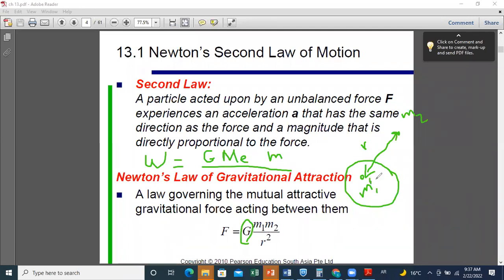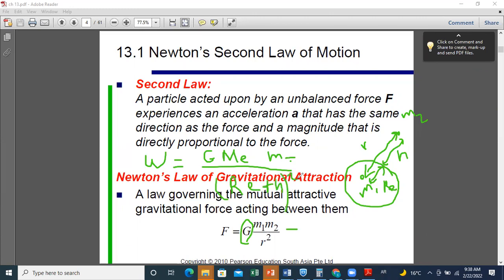So if this is the radius of the Earth and this is the height of the particle, then we can say that the force F, the weight, is equal to G me m over the radius of Earth plus the height of the particle, or altitude of the particle, squared.